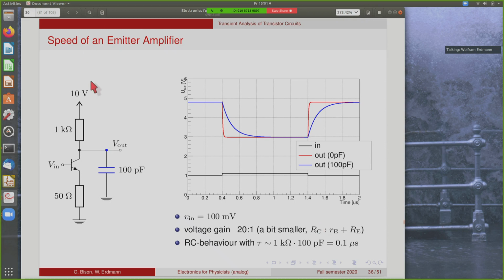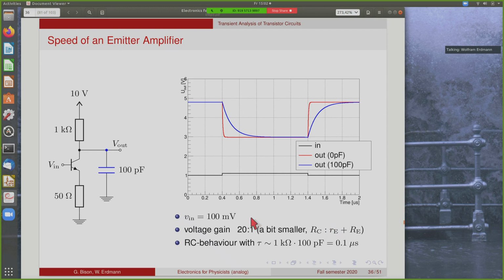So we have now here a simulation of an emitter amplifier where you have 50 ohms at the emitter and a kilo ohm at the collector. So naively, you would expect here a voltage gain of 20. This is simulated here in black. You see the voltage at the input, which is a small input step of 100 millivolts. And in red, you see the result at the output. So you see it replicates the step very nicely with an amplification that is very close to 20.